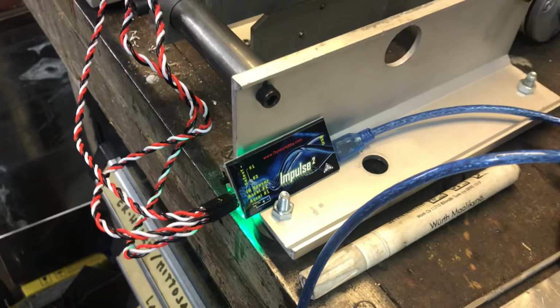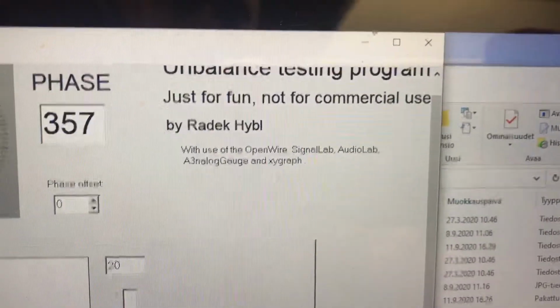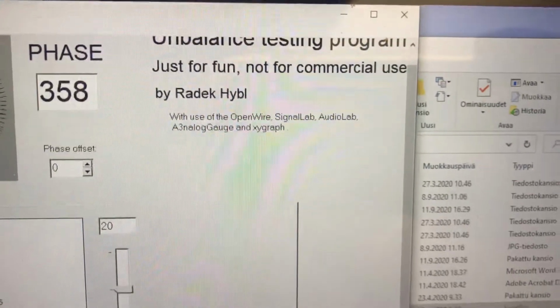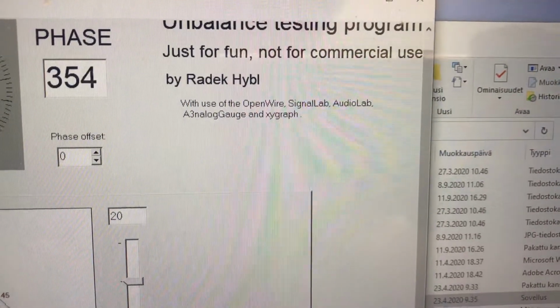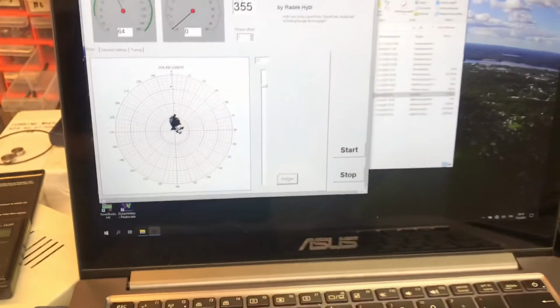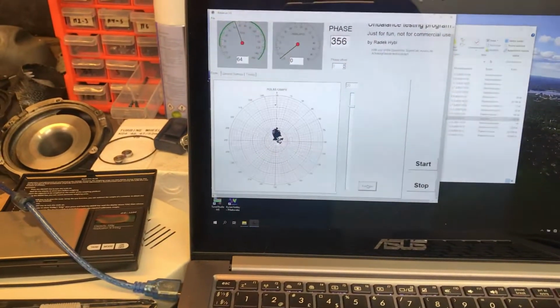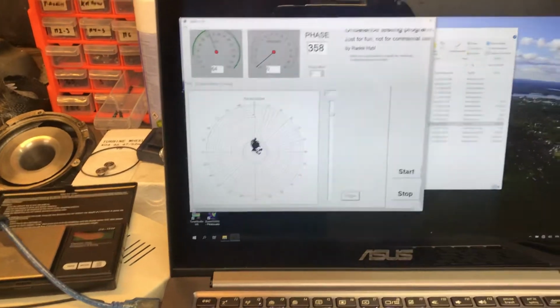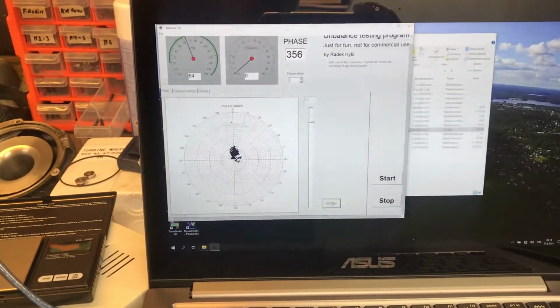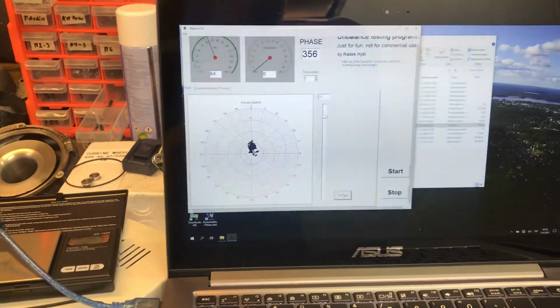I use the Dynex Impulse 2 to read the signals on the sensors, and this is by Radek Hibble. Who made this software? I don't remember where I got it from. And then I just change between the channels on the Impulse 2 and I get a reading on this graph, so it's pretty accurate. I like it.